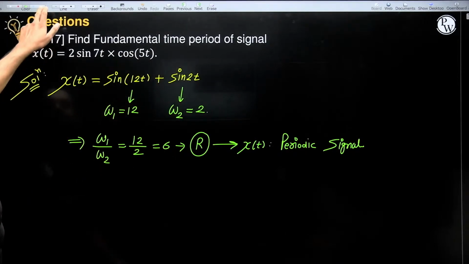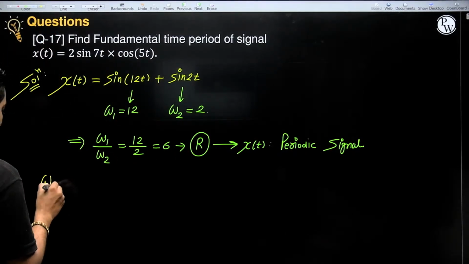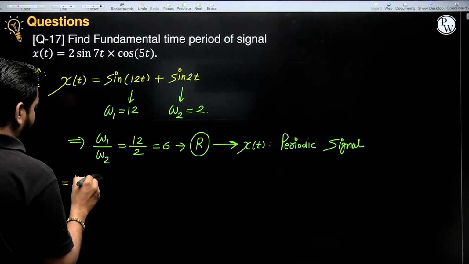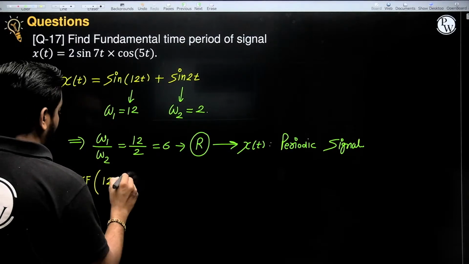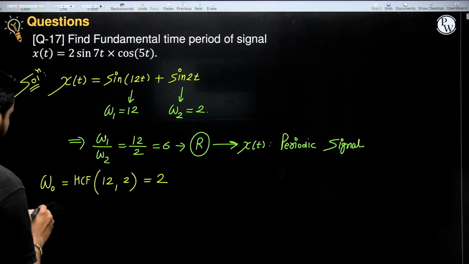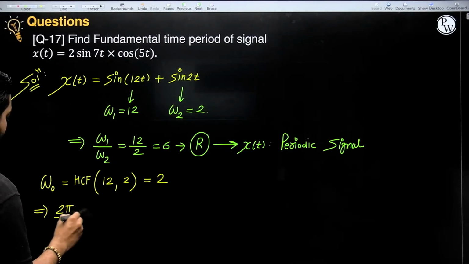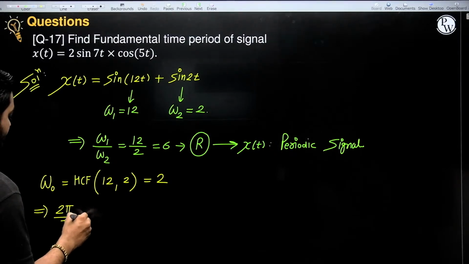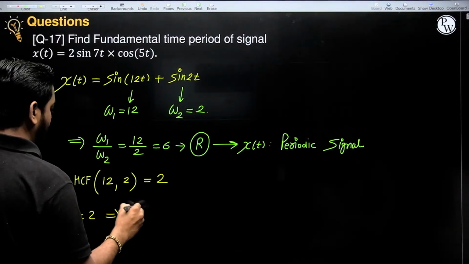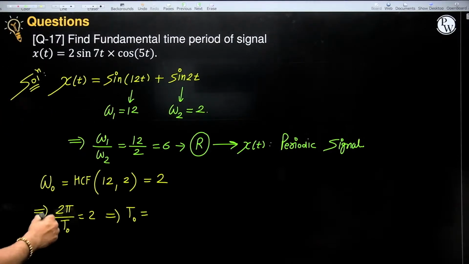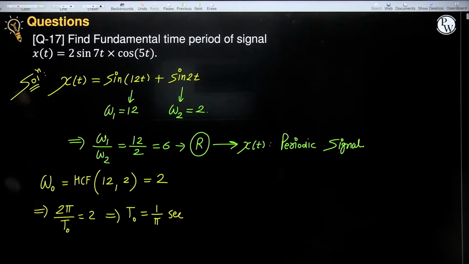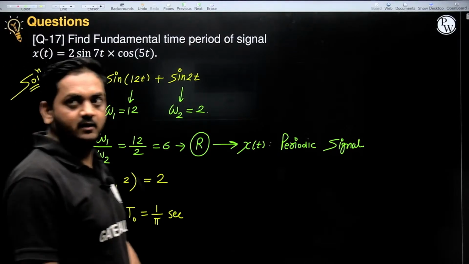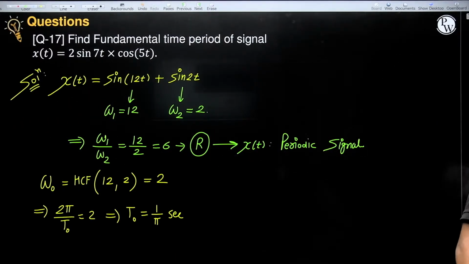And if it is periodic, then the fundamental frequency omega 0 is given by the HCF of the individual frequencies, 12 and 2. What is the HCF of these? 2, guys. Omega 0 is nothing but 5 by T0, equal to 2. So T0 is equal to, 2 gets cancelled out, 1 by pi seconds. This is the fundamental time period, 1 by pi seconds. Clear? Nikhil, tell me, is this clear or not? 1 by pi second is the correct answer.